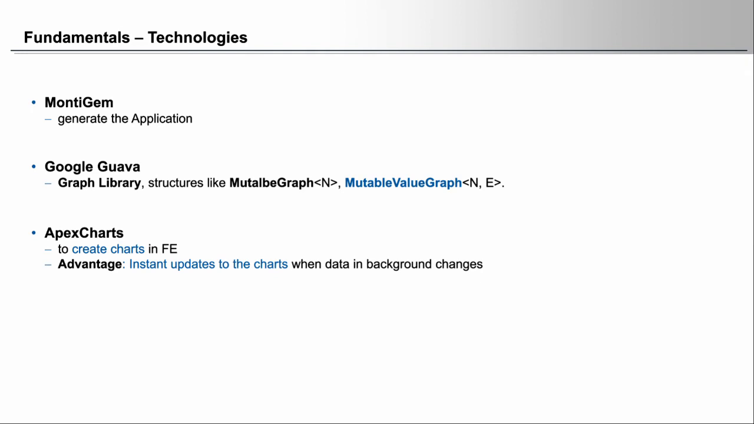These are the technologies I used for the application. The MontiGen framework generates large parts of the application using models. I used Google Guava to implement the graph structure in the backend, and the Apex Charts library to draw charts in the front end of the application.